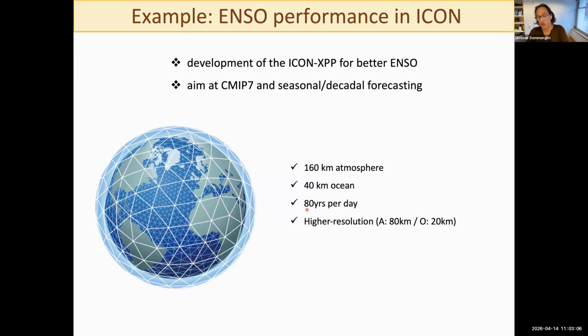So the model is really fast on the German computer. It runs about 80 years a day. And this is why I can actually do lots of runs. So in the last 2 years, we probably did about 1,000 runs of about 5 to 50 years. So we did many, many runs. And then the higher resolution version that is aimed for CMIP7 is twice the resolution, so 80 kilometers in the atmosphere and 20 kilometers in the ocean.